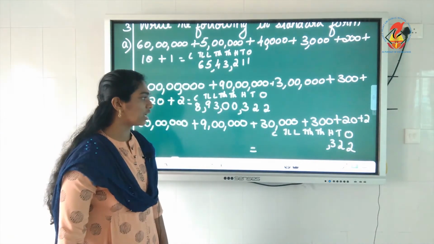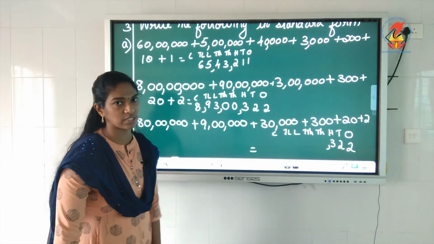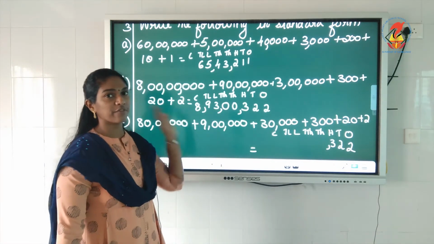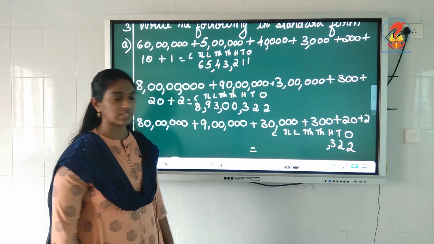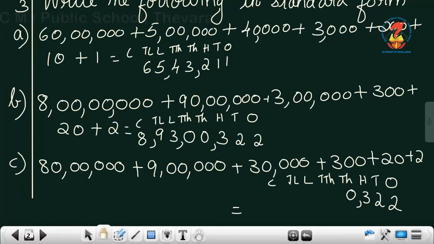So that means our thousands place the number is missing. Thousands place is a place where you have a number with 3 zeros. But you don't have a number with 3 zeros. So put 0. Then you have 30,000 that comes in the 10,000s place. 10,000s place is having 4 zeros. So 3 comes here. Don't write 30, you have to write 3, the first digit. Put a comma. Then you have the lakhs place.